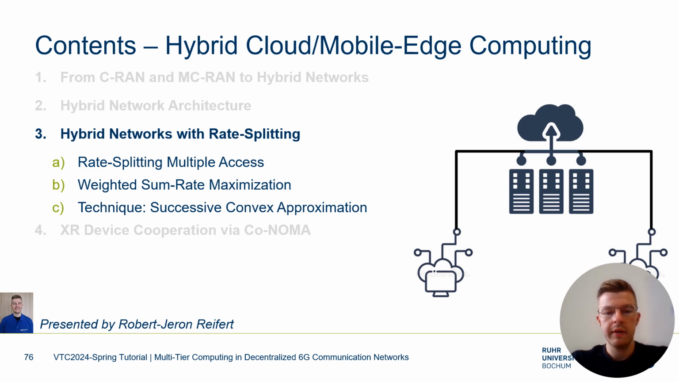Okay, so in more detail, the hybrid networks with rate splitting will be about a general introduction to rate splitting multiple access. Very briefly, then we go into the optimization problem of weighted sum rate maximization within the context of the hybrid cloud mobile edge computing networks, and present one potential technique for solving this optimization problem, which is referred to as successive convex approximation. We have touched upon this before, and now we'll go into the details of this technique.